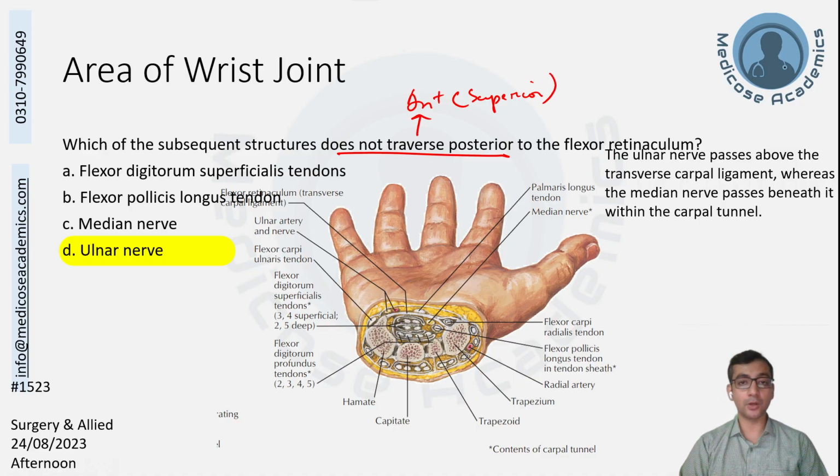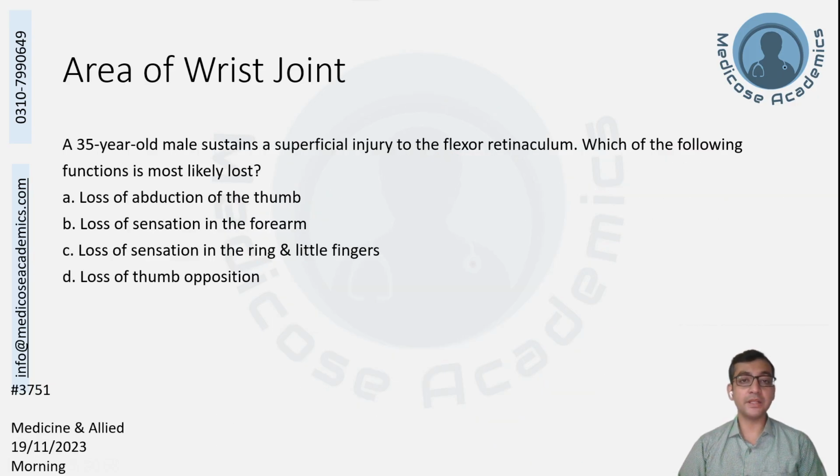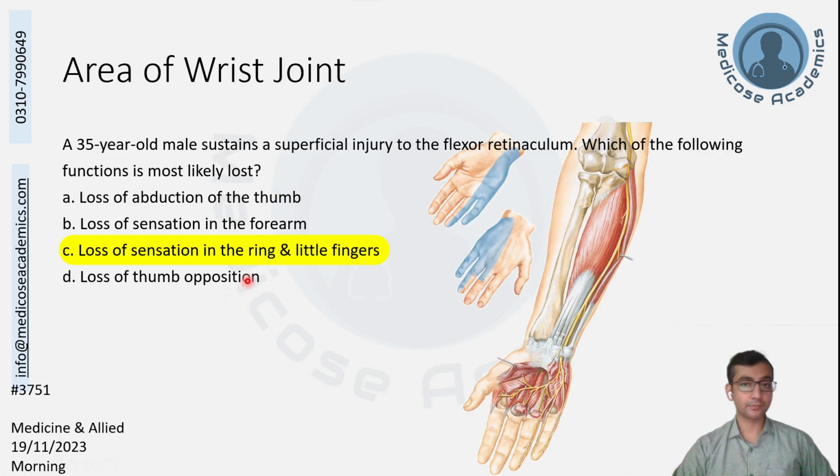A 35-year-old male sustains a superficial injury to the flexor retinaculum. Which of the following functions is most likely lost? Again, a way of asking injury of ulnar nerve, and then you are going to be asked regarding the actual functions. The ulnar nerve supplies the medial aspect of the hand, the hypothenar eminence and adduction. So the loss of sensation of ring and little fingers. Abduction of the thumb is done by median nerve and radial nerve. The sensation of forearm, it's before carpal tunnel, and thumb opposition is done by median nerve.